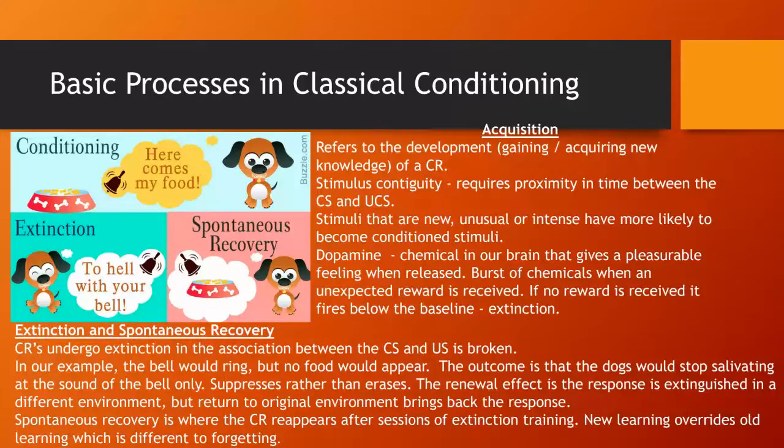And so spontaneous recovery, that association can come back. So the conditioned response reappears after extinction training. So new learning overrides old learning. It's different to forgetting. You haven't forgotten that response, you have just suppressed it. So the concepts of extinction and spontaneous recovery apply to classical conditioning, and also we'll see them in operant conditioning as well. So those are some terms that you need to be aware of to understand the process of classical conditioning.